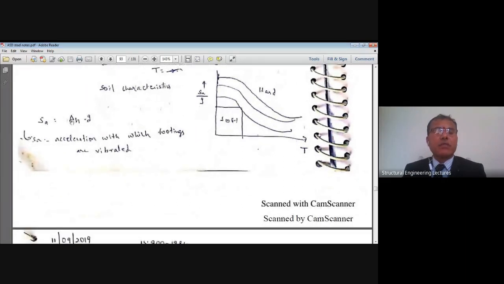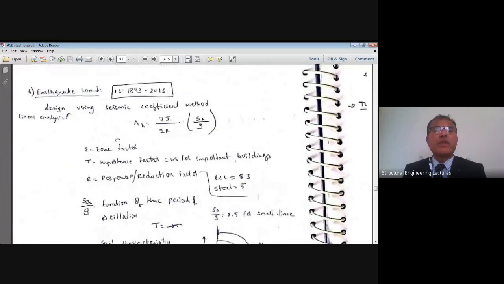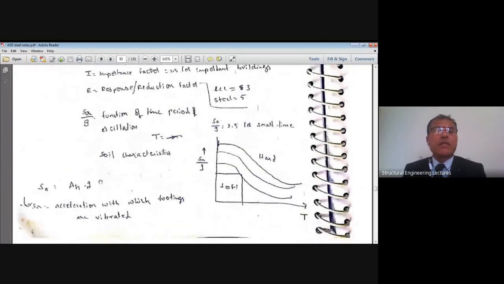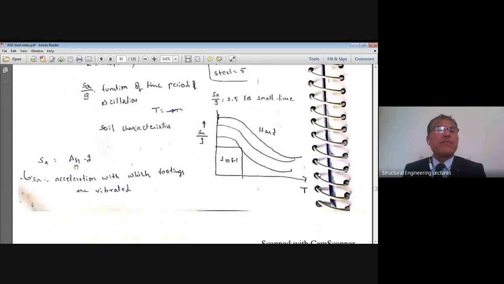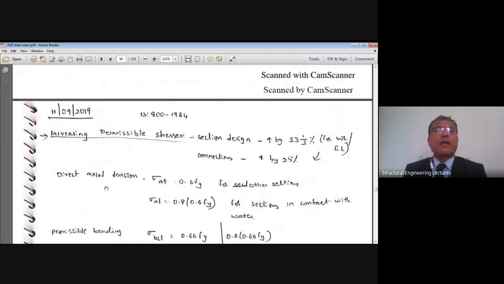Once I get that seismic horizontal coefficient, I'll multiply with the acceleration due to gravity so that I'll get the SA value. Right, that SA is the acceleration with which the footings, or the entire structure which is supported on the footing, will be vibrated.